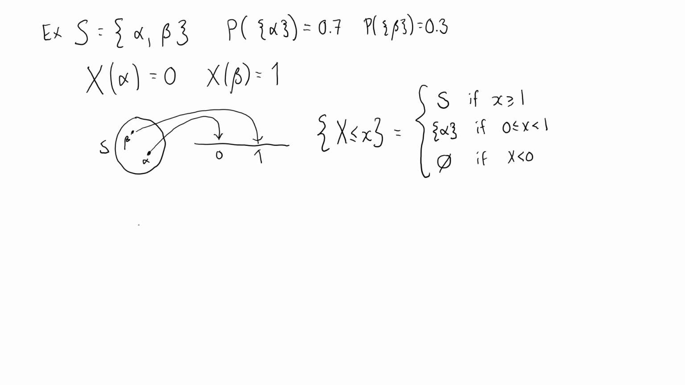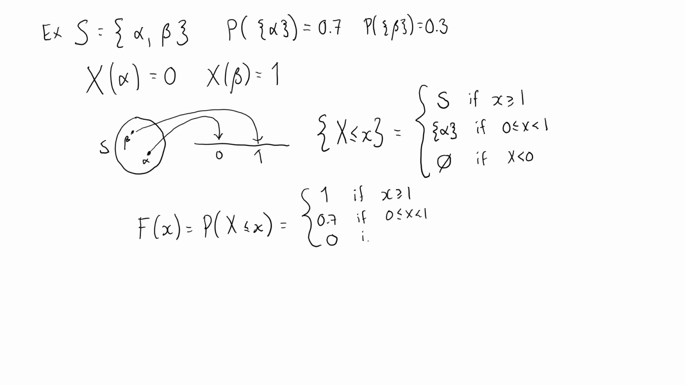So in this example, the CDF function F of x, which again is defined as the probability X less than or equal to x, will then become equal to the probability of the entire sample space, which is 1, if x is greater than or equal to 1. The probability of alpha was 0.7 if x is between 0 and less than 1, and it becomes 0 if x is less than 0.